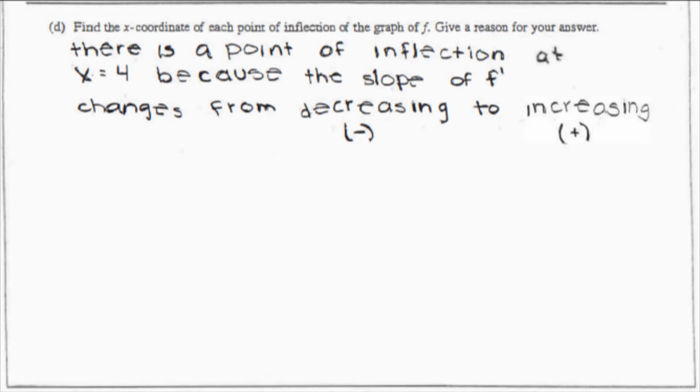The student wrote that there is a point of inflection at x equals 4 because the slope of f prime changes from decreasing to increasing. They received 1 point for correctly identifying the point of inflection. However, they did not receive the second point because they did not state the relationship between g of x and f prime of x.